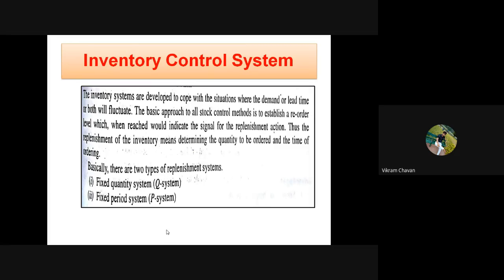We have to determine that particular ordering quantity. Then two important factors: when to start and how much we have to order. We have discussed that there are two basic systems: the first one is a fixed quantity system and the second one is a fixed period system. The fixed quantity system is also called a Q type of system or Q system, and the fixed period system is also called a P type of system or P system.